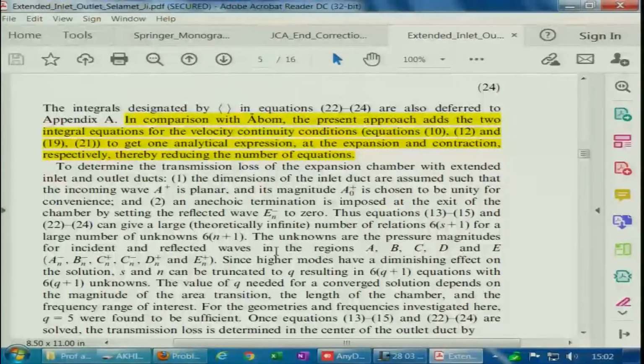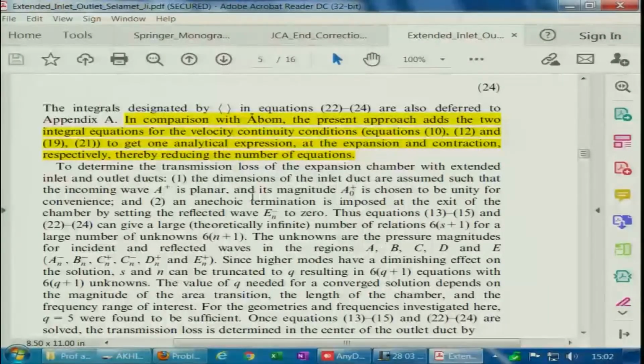So, we typically have 6q plus 1 number of equations, q being the first q modes, the one meaning the planar wave mode, and then on top of that whatever number of modes we want to consider. So, 6q or 6q plus 1, whatever you want to say. That many equations and that many unknown coefficients we have.